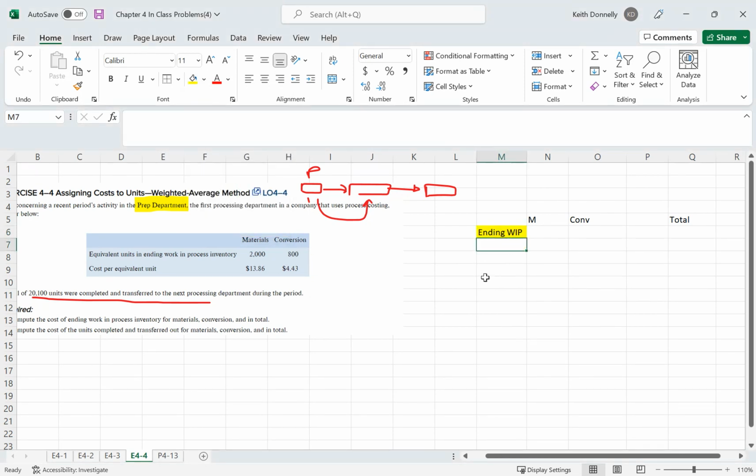All right, so the idea here, if we're going to calculate and compute the cost of ending WIP, it's going to be the equivalent units you have in ending WIP times the cost per equivalent unit. It's going to give you the cost of ending WIP. Makes sense, right? However many units you have in there times the cost of the equivalent unit.